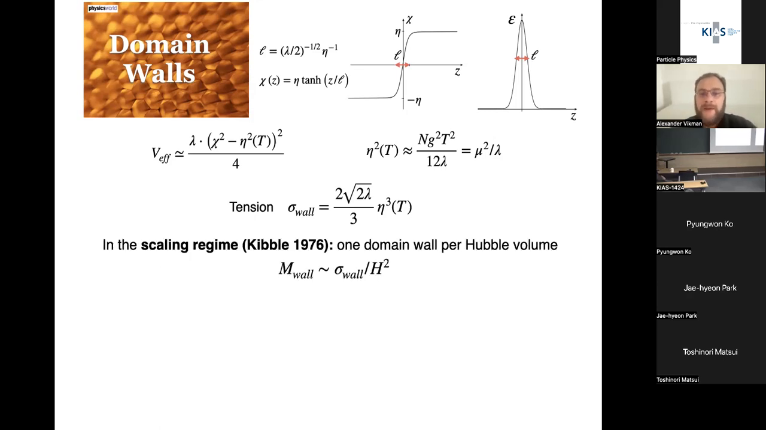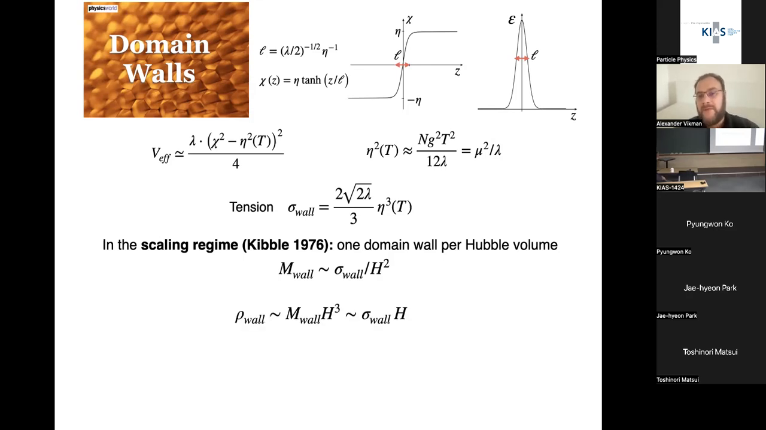Now we assume the standard mechanism works, so that the network of these domain walls enters the scaling regime extremely fast. That's what was introduced by Kibble in 1976. In that case, everything is actually very simple. There will be one or two domain walls per Hubble volume, and everything is defined by this tension and Hubble. So the mass of a domain wall is just sigma wall multiplied with the surface, so divided by Hubble squared.